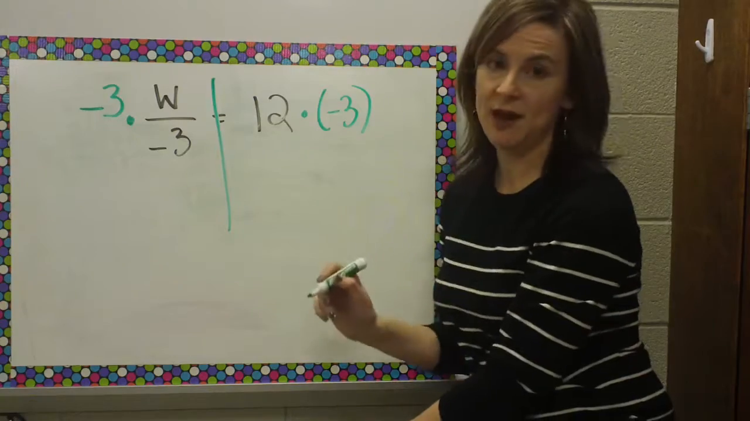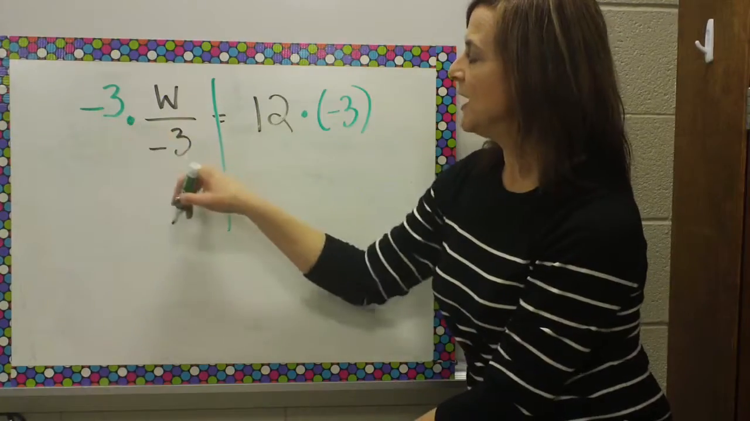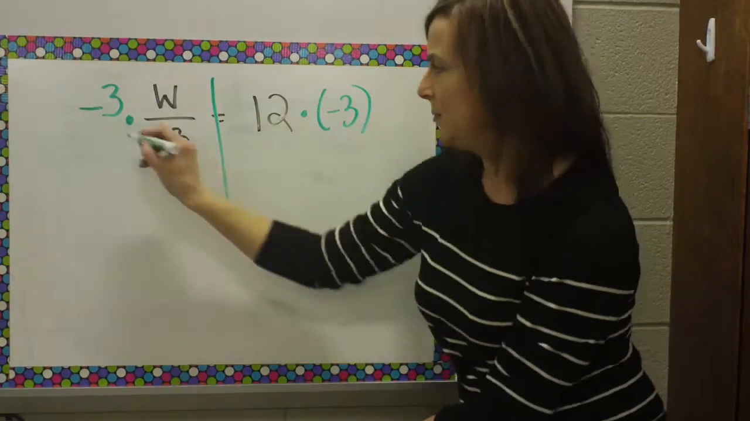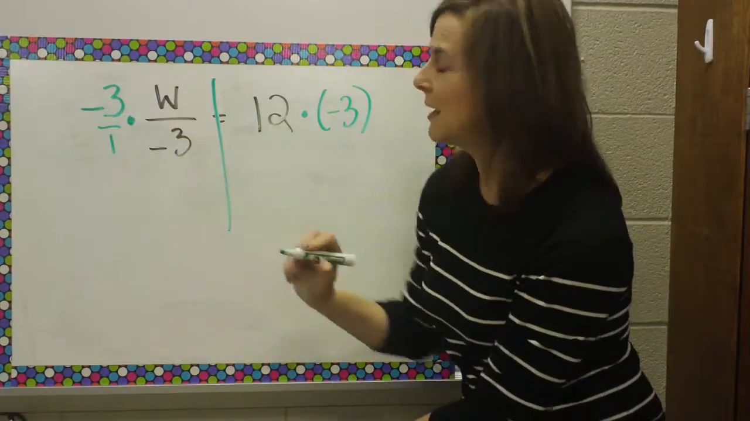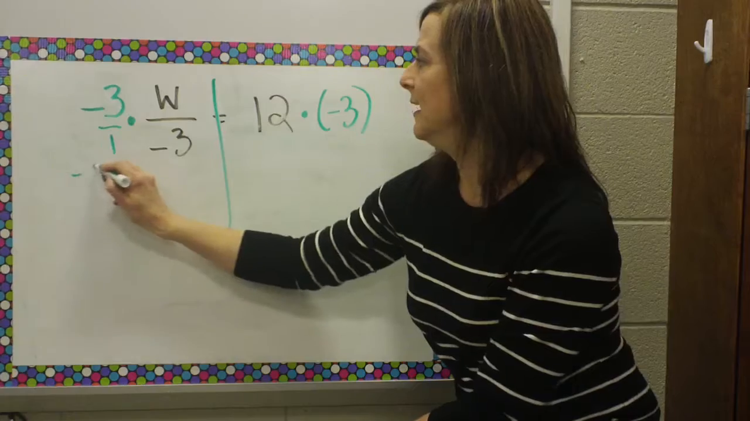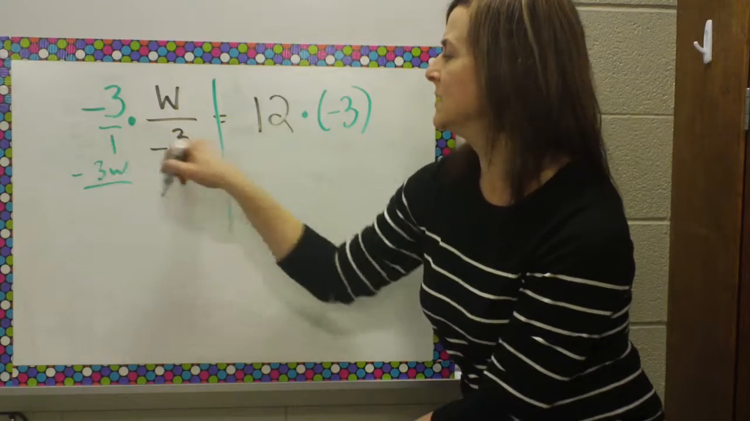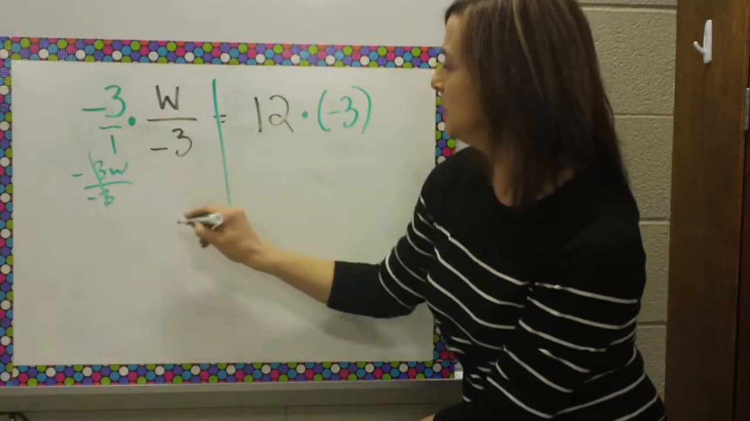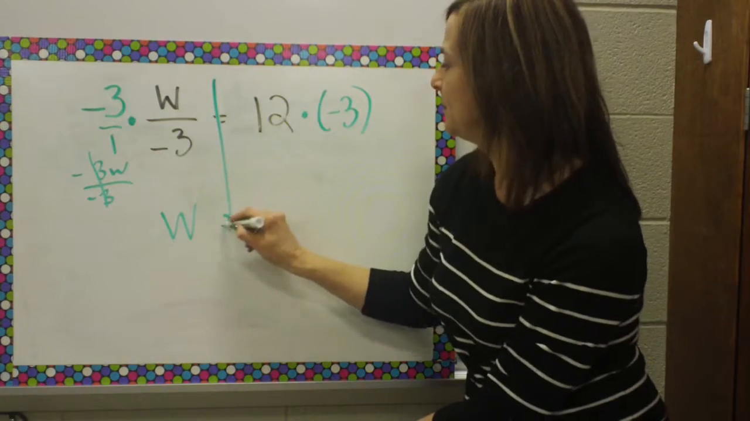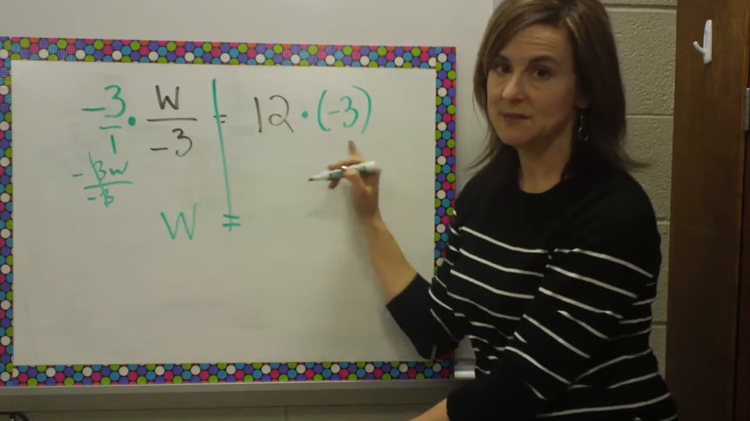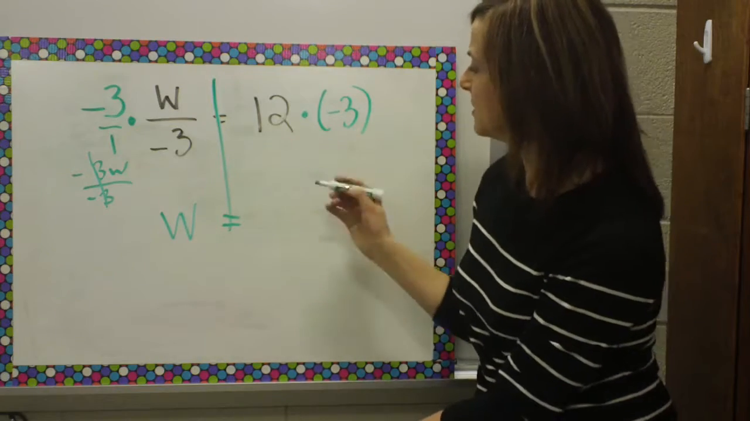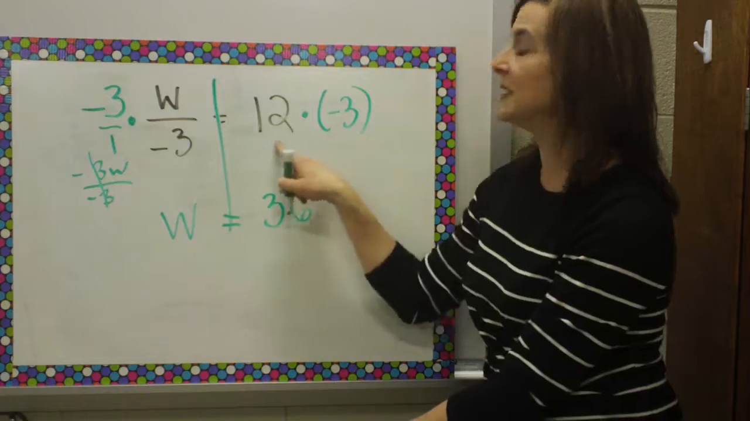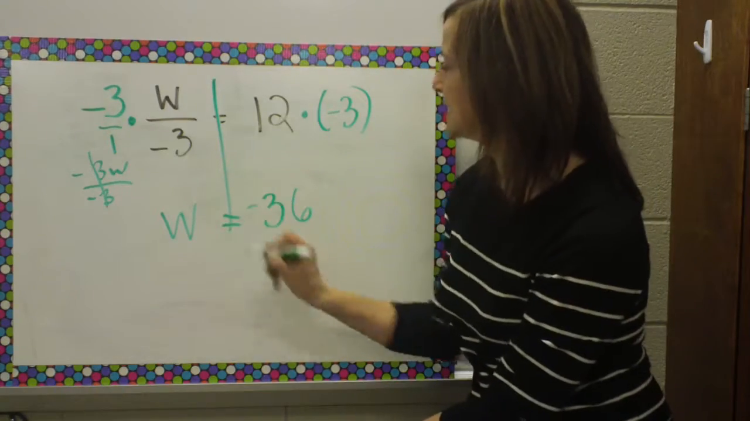Now let's solve and see what happens. Since I'm doing the opposite operation, these cancel out. Now, mathematically, the reason these cancel out is when I multiply this out, I get negative 3w over negative 3, which is 1w. So that leaves me with just w. 12 times negative 3. Well, 12 times 3 I know is 36. Same signs positive, but I have different signs, so my 36 is going to be negative.